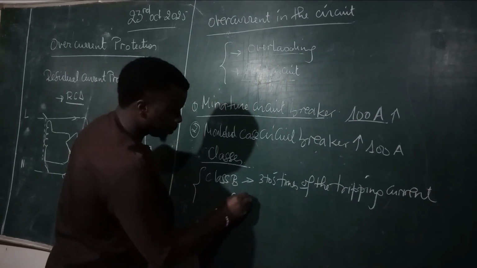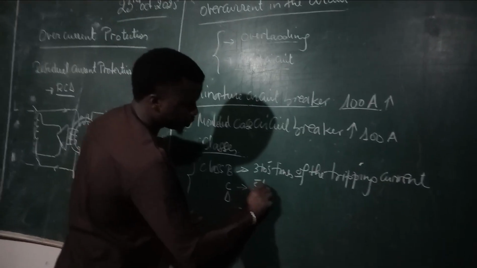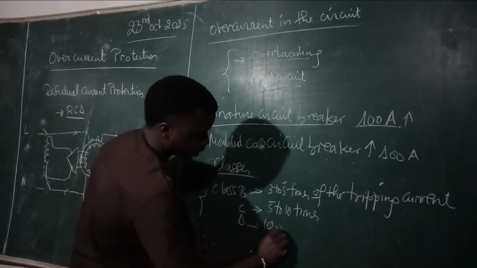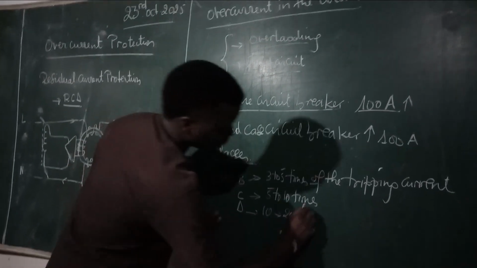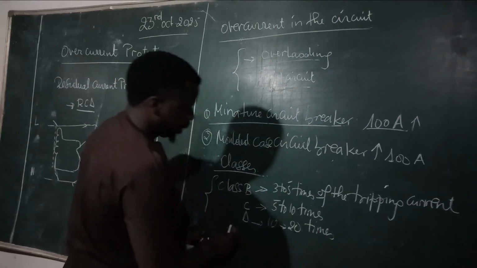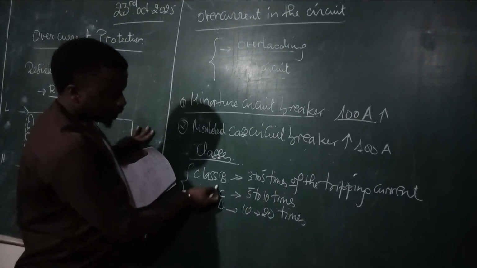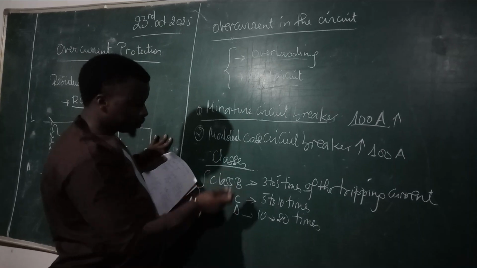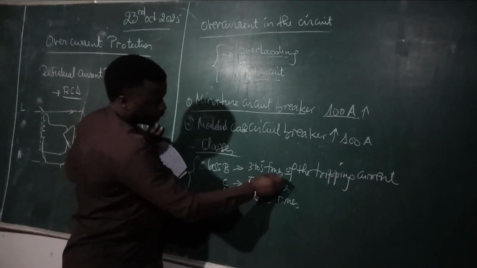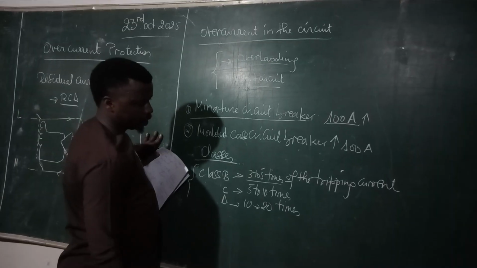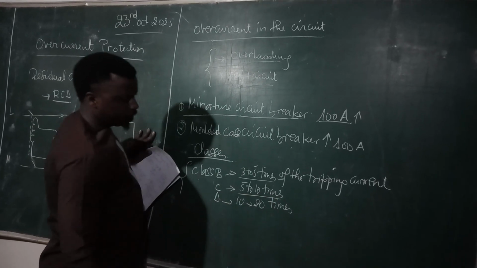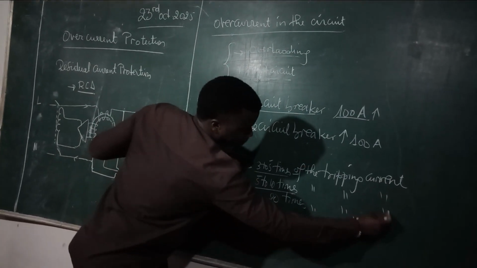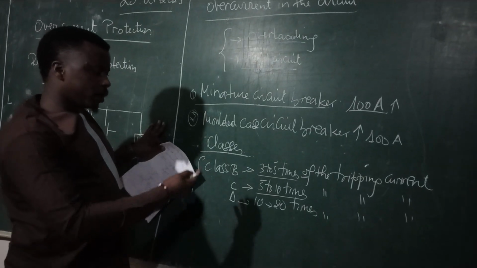And let's look at type C. It goes from 5 to 10 times, while type D goes 10 to 20 times. Now, for these applications, you can select a class of a miniature circuit breaker or MCCB. Like when I have a resistive load, I can select here. For the inductive load, they didn't trip directly. They no longer start directly.